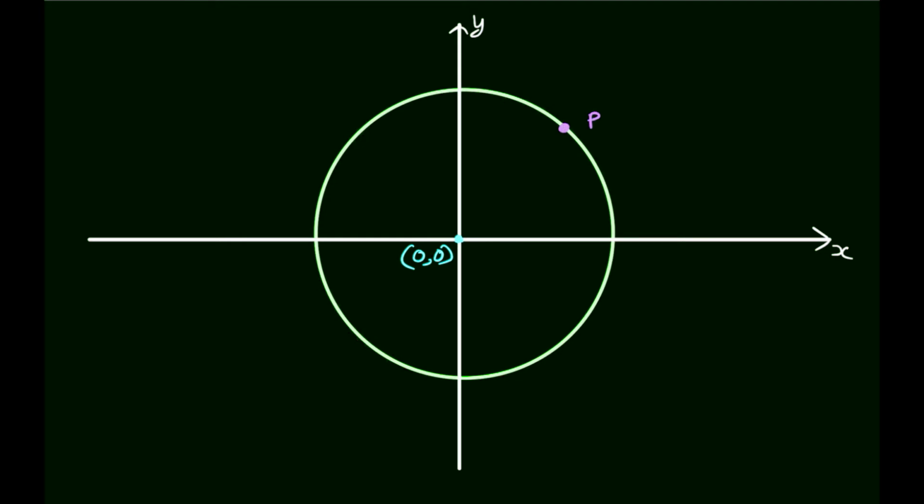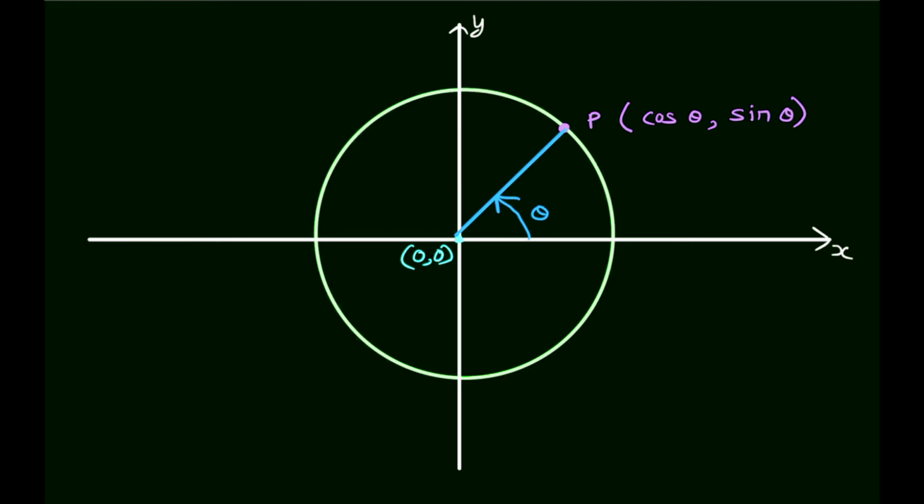This is point P, and let's say that this point P is making an angle of theta in anti-clockwise direction, which means this angle is theta in anti-clockwise. So the coordinates of this point P can be written as cosine of theta, comma, sine of theta.